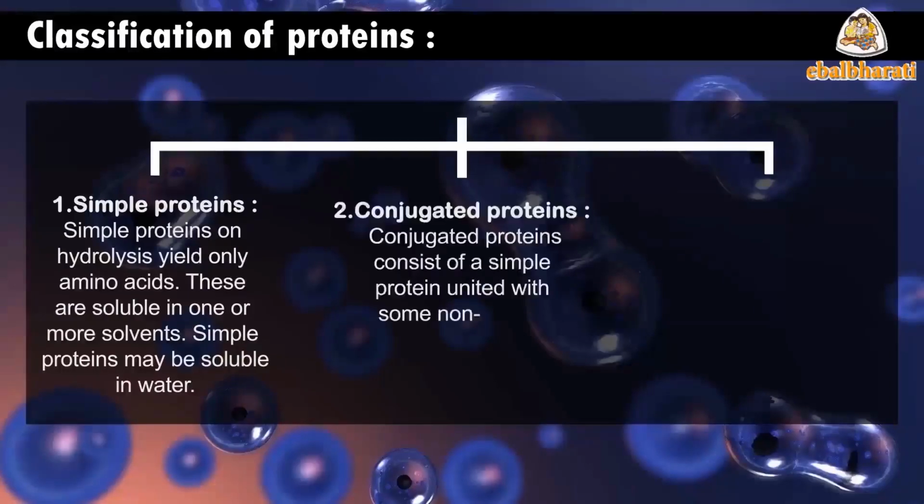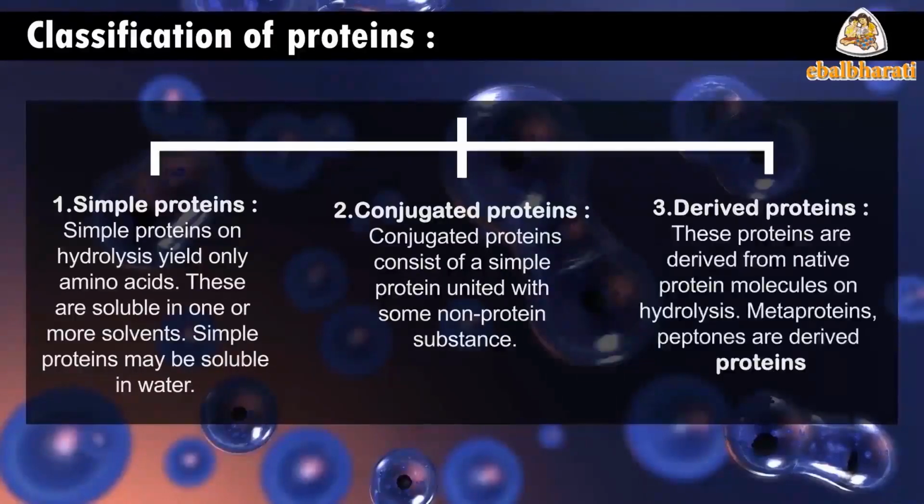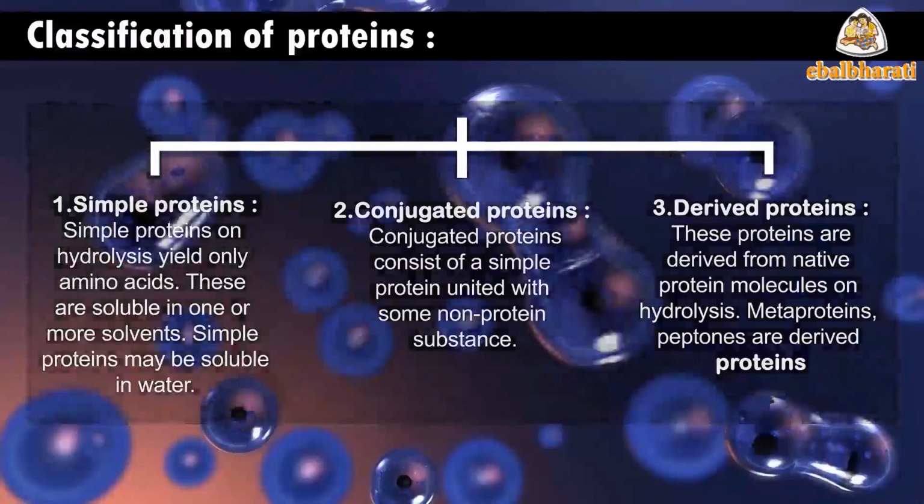Conjugated proteins. Conjugated proteins consist of a simple protein united with some non-protein substance. Derived proteins. These proteins are derived from native protein molecules on hydrolysis. Metaproteins and peptones are derived proteins.